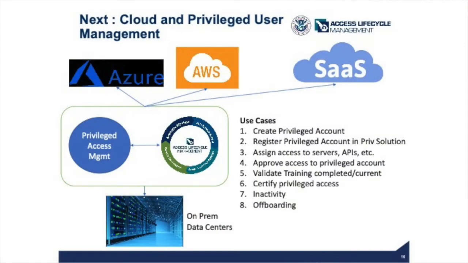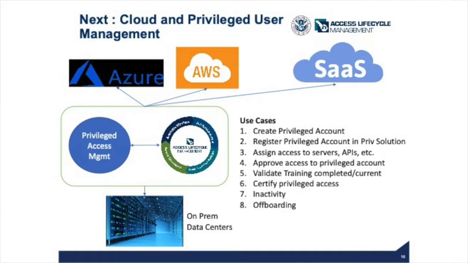And finally, I'll leave you with another area that we're focusing on next, besides the things I mentioned, which is really cloud and our privileged user management. We're starting to move into a distributed or multi-cloud environment. We have infrastructure as a service in Azure and AWS. We're moving to software as a service applications. We still have our on-premise data centers at the bottom.